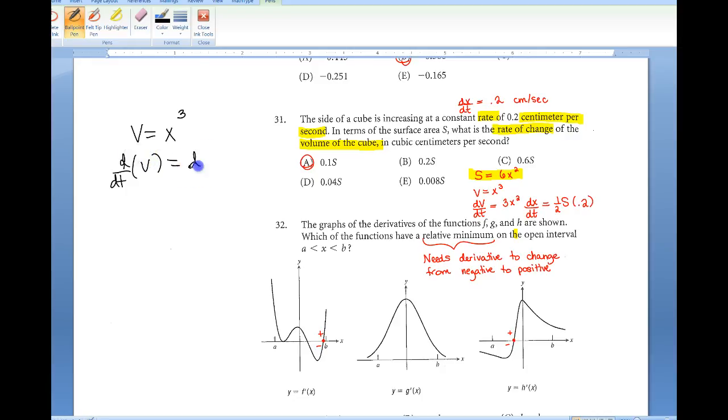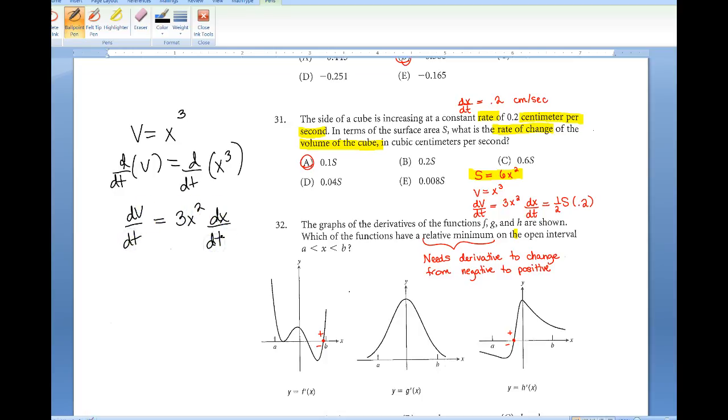Whenever we want to find the rate of change of something, just think, what am I trying to find the rate of change of? Oh, the volume. Write down the volume formula, and then just automatically d/dt of both sides. If you know something's constant, you can plug that in, but don't plug in too soon. So I get dV/dt is equal to 3x squared dx/dt.